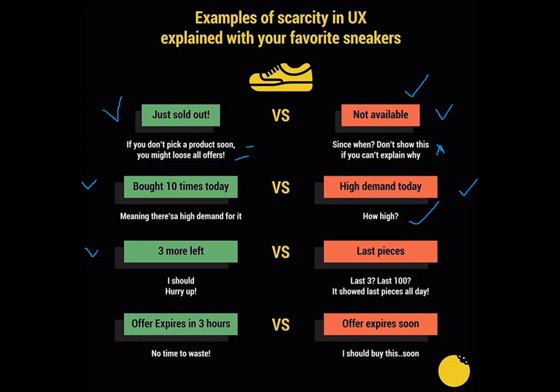Next is 3 more left. Three more shoes left means users might think, oh, I should hurry up. I need to buy the shoes. The bad example would be last pieces. Last 3 or last 100? It showed last pieces all day. Lastly, this offer expires in 3 hours, which means, oh, no time to waste. I need to buy this now. The bad example would be offer expires soon. Well, how soon?